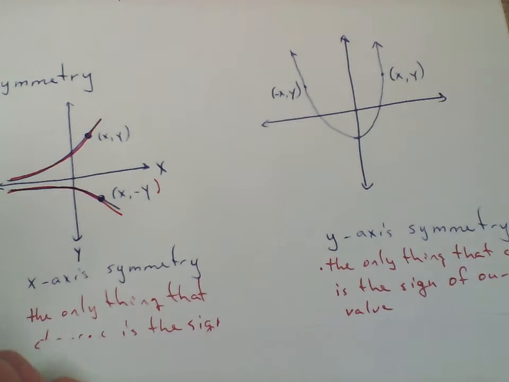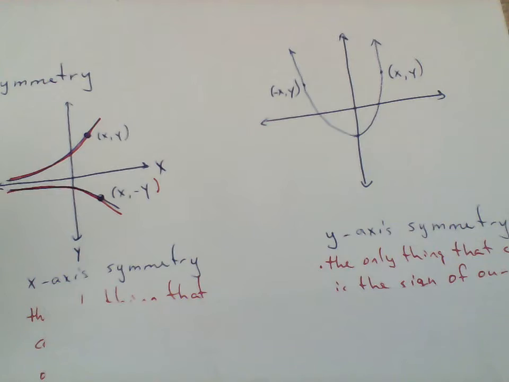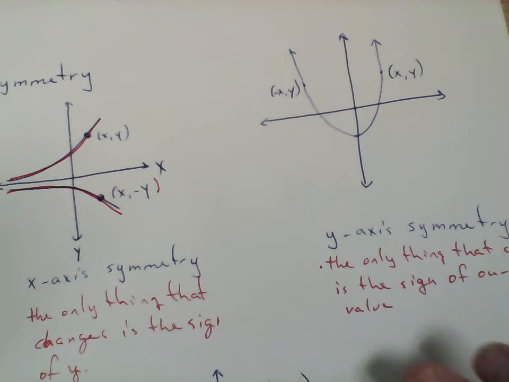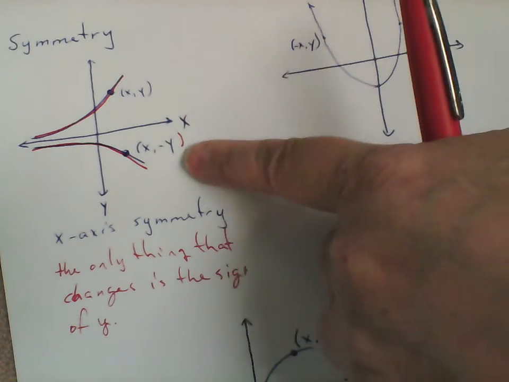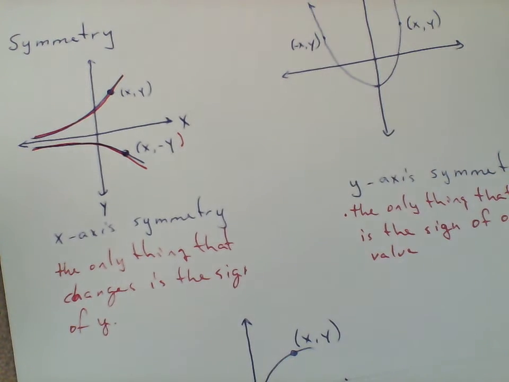So for x-axis symmetry, we change the sign of y, right? For y-axis symmetry, it changes the sign of x, right? If it's symmetric, for every negative x, there would be a corresponding positive x where the y is the same. You'd have 2 points for both x, one positive, one negative. It would be the same.